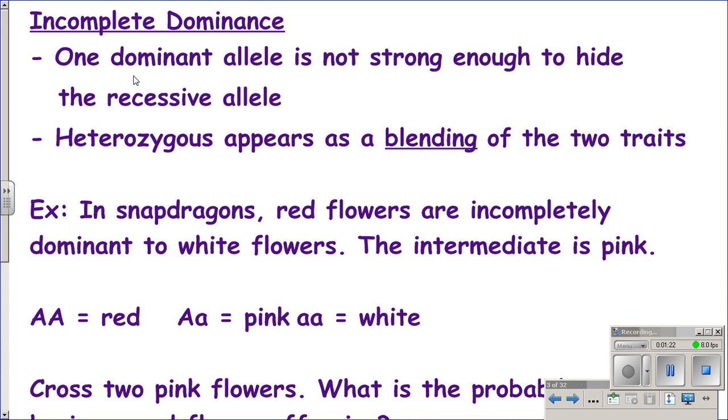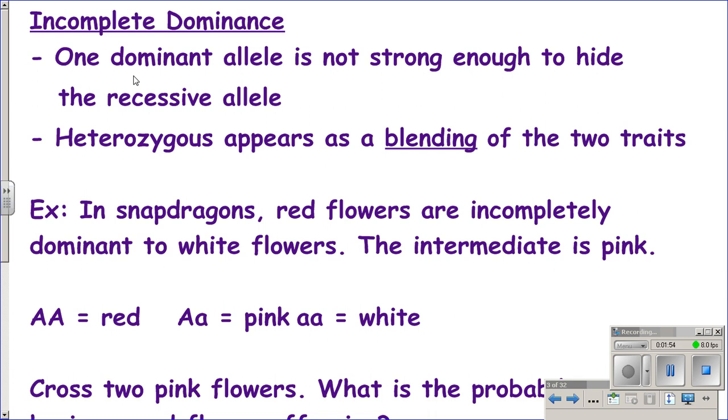A dominant trait would usually mask or hide the recessive trait entirely, no questions asked. In this one, instead of hiding it all the way, it mixes and blends just a little bit with it. And that makes a totally different phenotype than we ever would have thought possible. Well, not totally, because you know how things blend. I'm going to use my food coloring as an example of this. In this case, the dominant allele is not strong enough to hide, so it's going to allow the recessive trait to shine through.